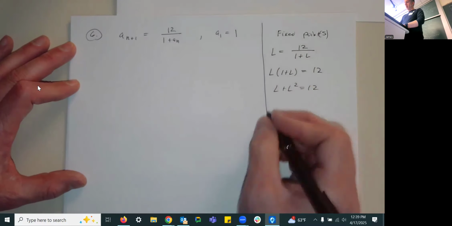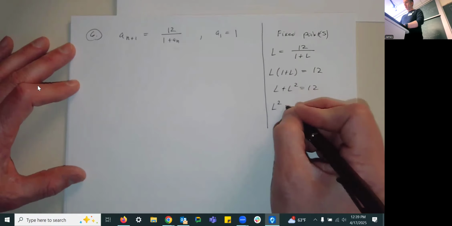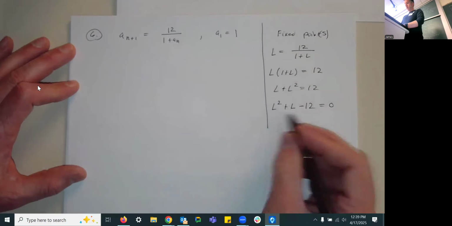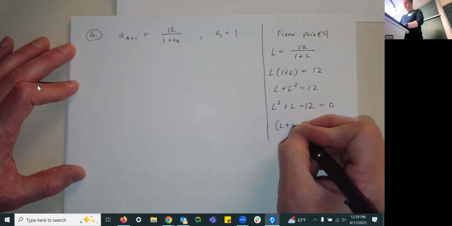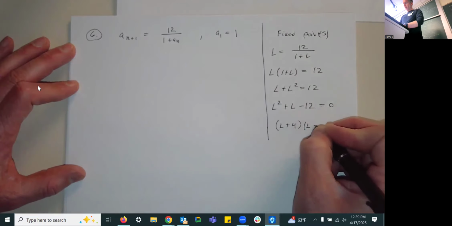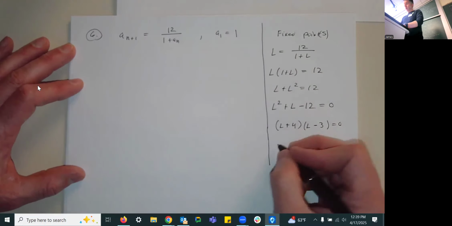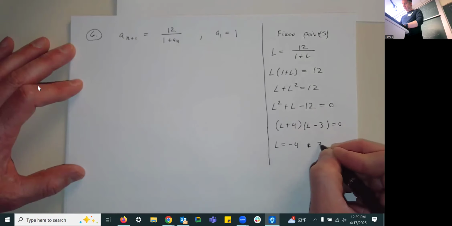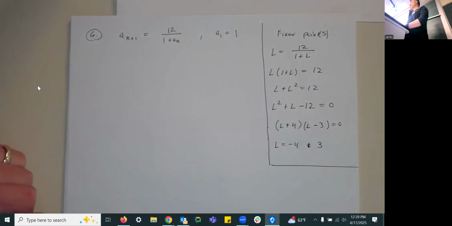And then subtracting 12, and then I switch the order to be like the more normal order. I've got L squared plus L minus 12 equal to 0. This factors as L plus 4 times L minus 3. So my potential fixed points are L equal to -4 and L equal to +3. And those are my potential limit values.